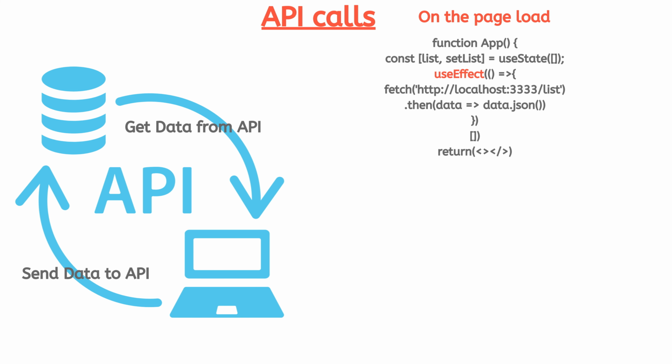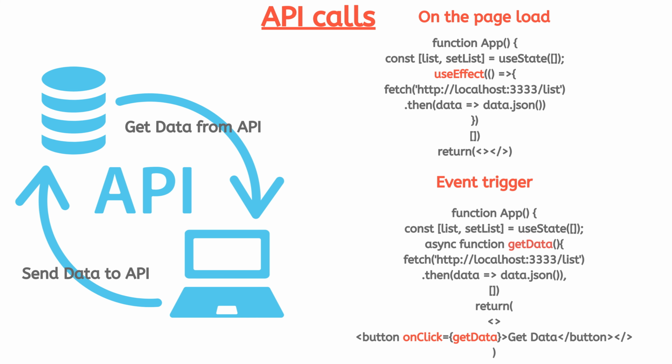If you want to send the data from the UI to the backend, there should be some trigger, an event should be triggered. In this example, there is a Get Data button with an onClick, which goes to the getData function. It's an async function getData, and within that we can make the fetch call. So there are two different ways.